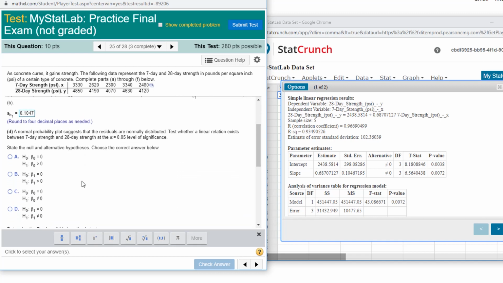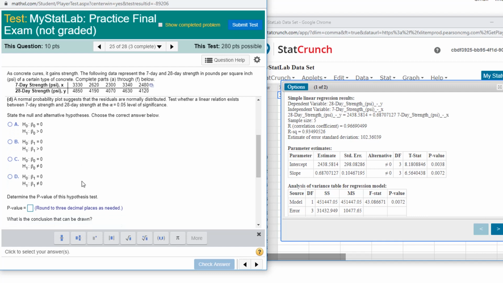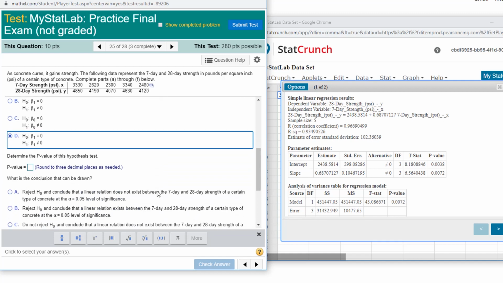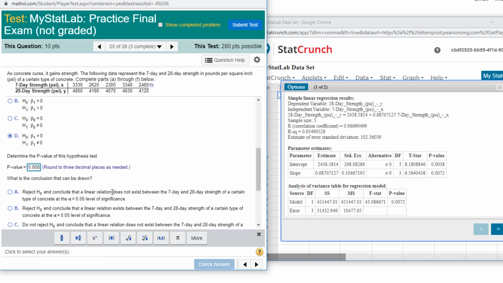We're asked the same exact question again: test whether a linear relation exists between 7-day and 28-day strength. It's testing whether the slope equals 0 versus the slope not equal to 0. The null is beta 1 equals 0, the alternative is beta 1 not equal to 0. And the p-value is right there in the table. At 3 decimal places, it rounds to 0.008.